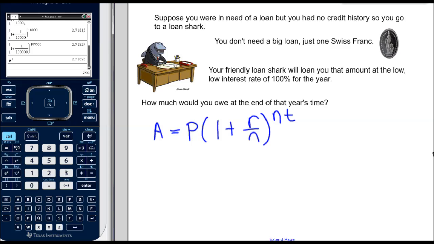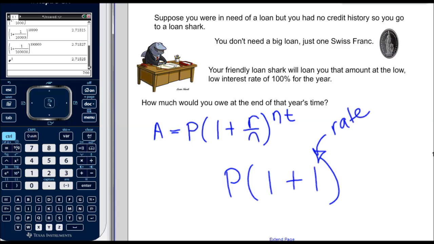So originally you owe 1 franc, and then you owe 100% of interest on that. So our rate is actually 100%. Okay, and that's after 1 year. So, sorry, our principal is 1.